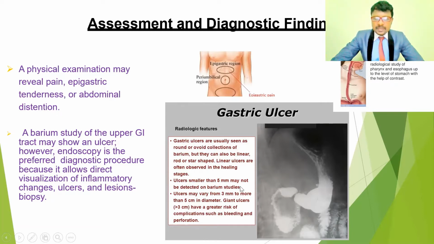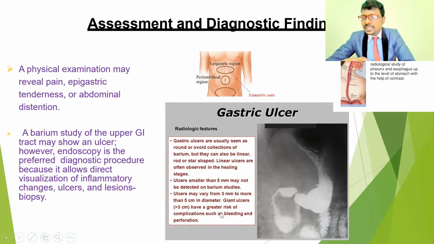Ulcers smaller than 5 mm may not be detected in barium studies. If the ulcers are very small, these barium studies are not going to be helpful. Ulcers may vary from 3 mm to more than 5 centimeters. The giant ulcers are those above 3 centimeters, and they have the risk of complications such as bleeding and perforation.